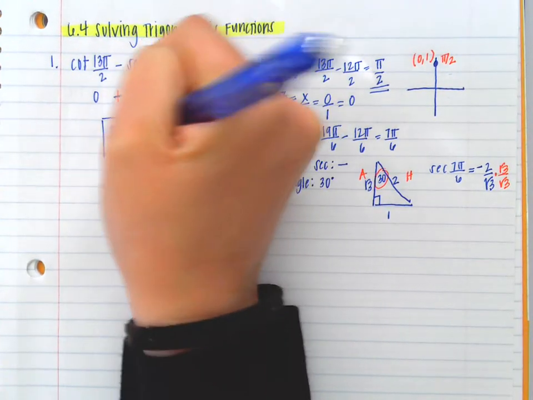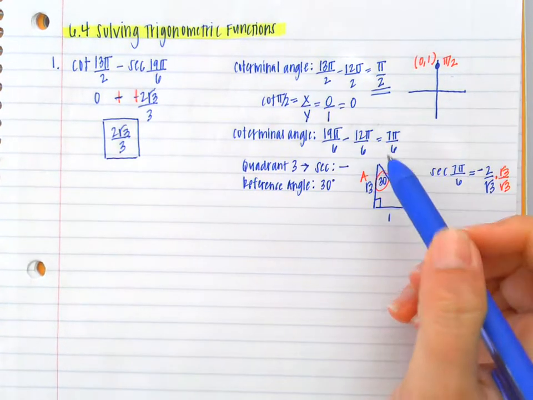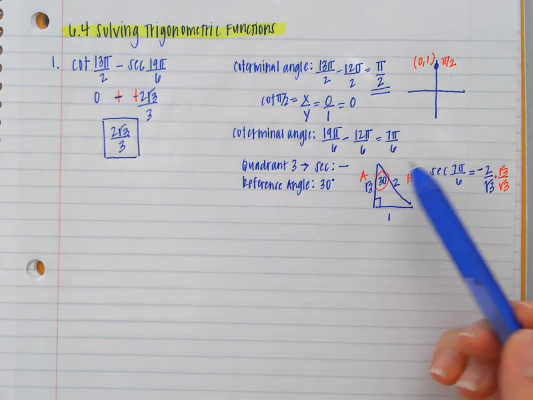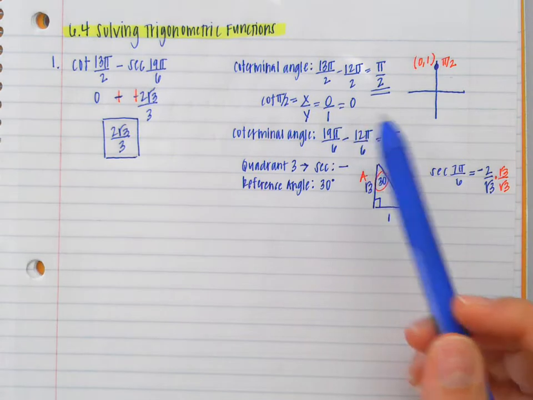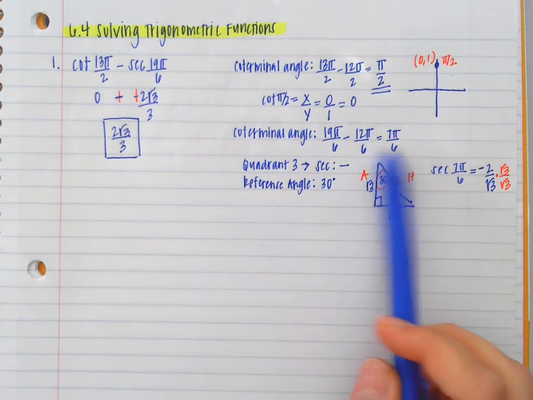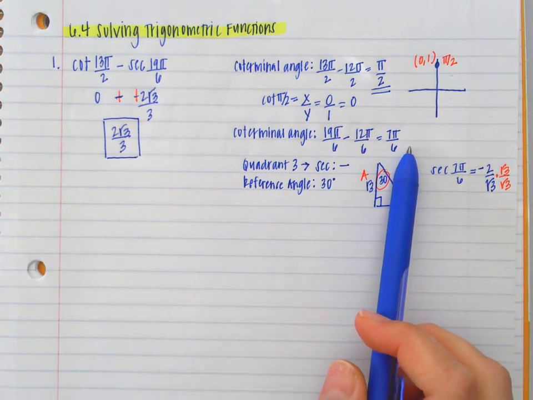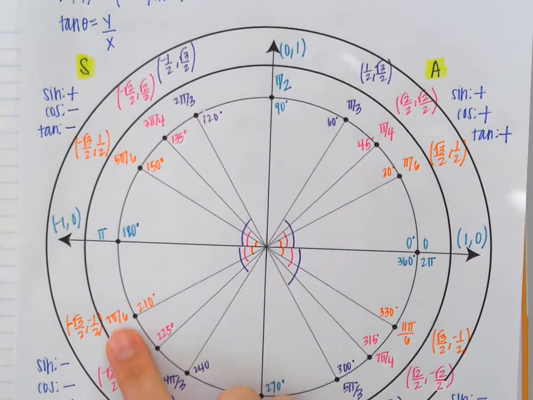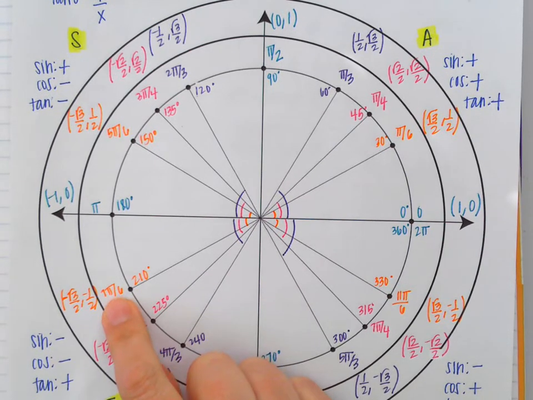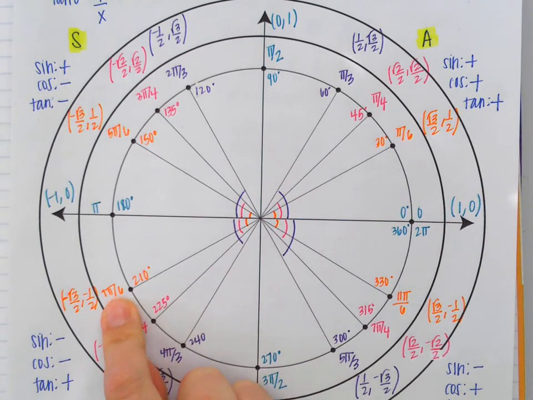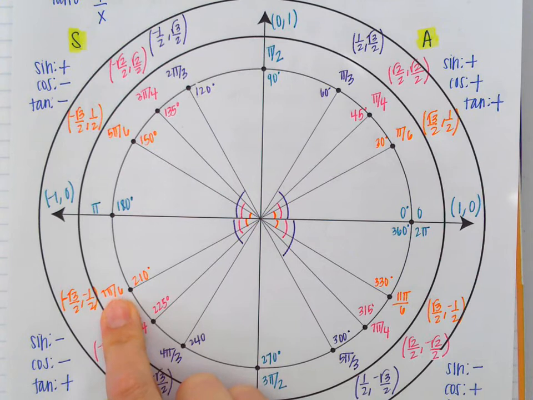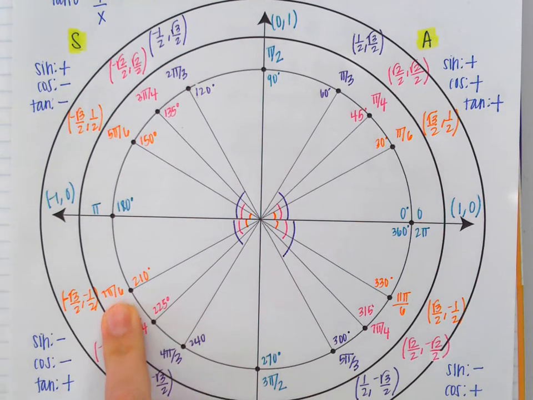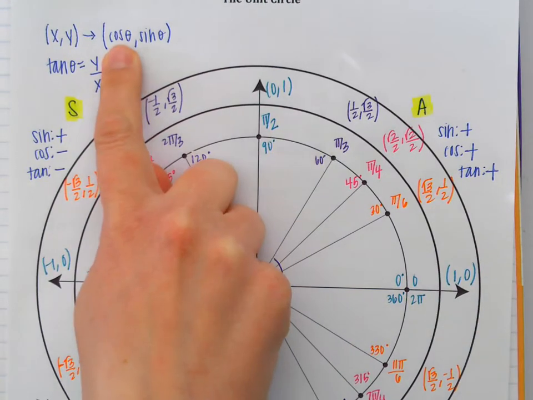Now, let me show you guys how I would find secant of 7 pi over 6 on the unit circle. You'd still go through this process. You still need to find your coterminal angle. And then what I would do is go to my unit circle and find 7 pi over 6. So 7 pi over 6 is here, and I think, okay, secant. Secant is the reciprocal of cosine. And cosine, remember, is your x value.